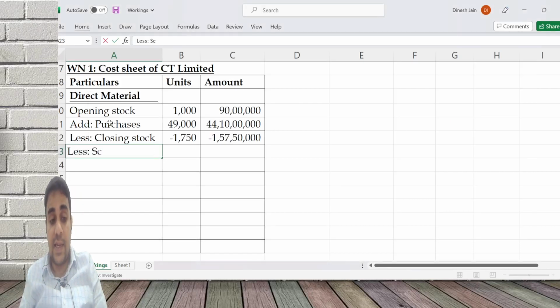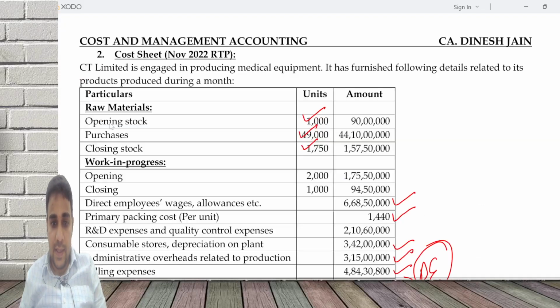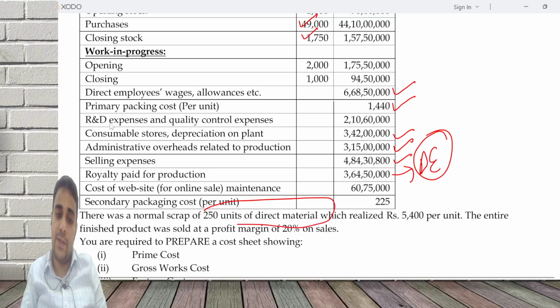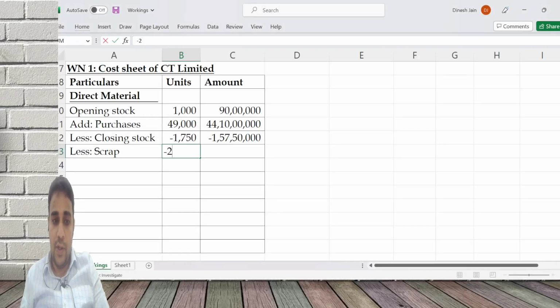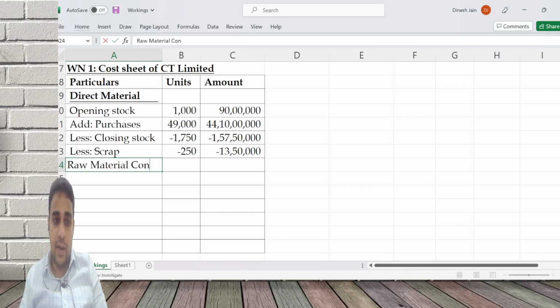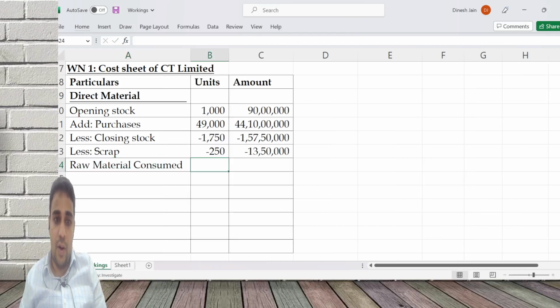Less scrap. What they mentioned is the scrap of raw material, not scrap arising out of the manufacturing process: 250 units, which will be sold at 5,400. So direct material gives us raw material consumed.